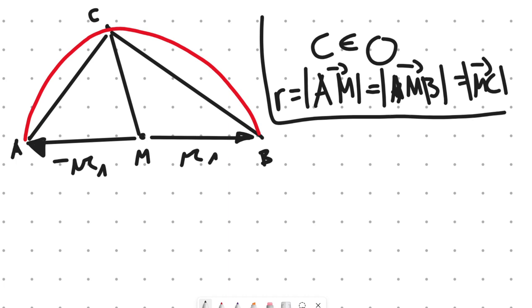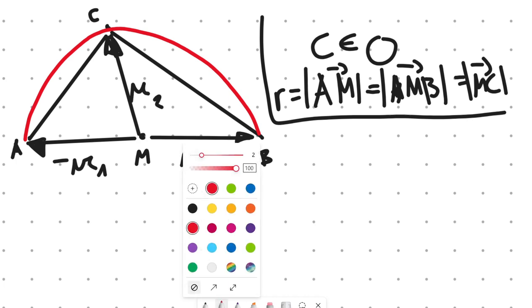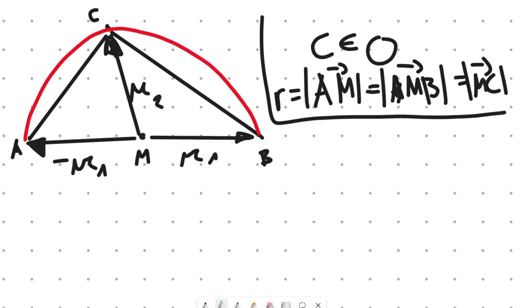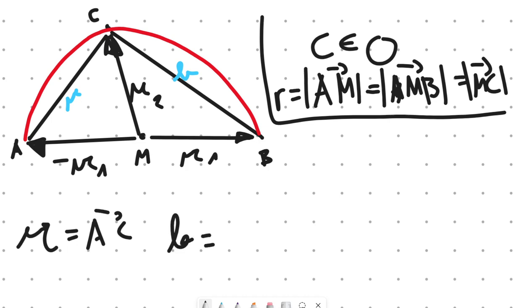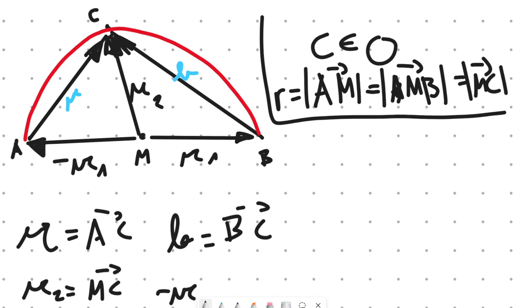Now the vector from M to C is going to be called, let's say, u2. And let's say I'm going to use blue. This is going to be u, and this is going to be b. So now we have u equaling AC, b equaling, oh sorry, I didn't write the directions, so this is going to be BC. u2 is going to be MC. Minus u1 is going to be MA, and u1 is going to be MB.